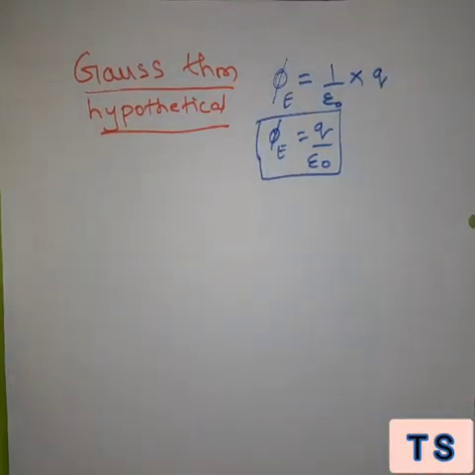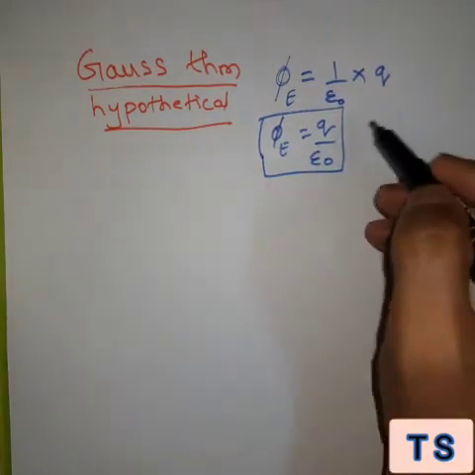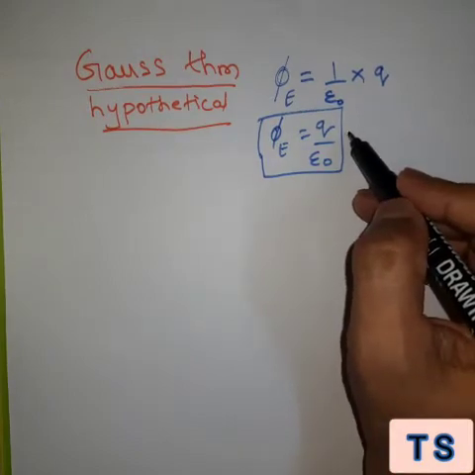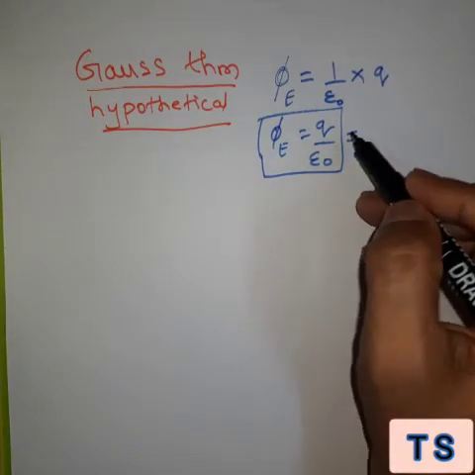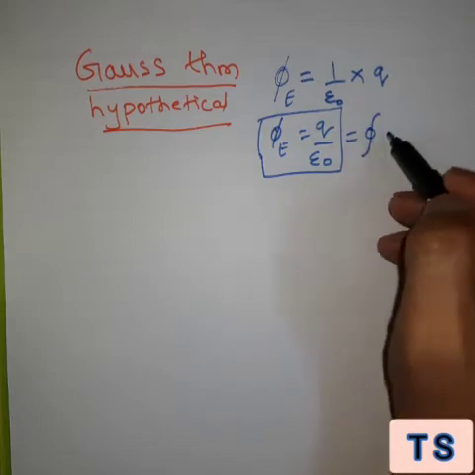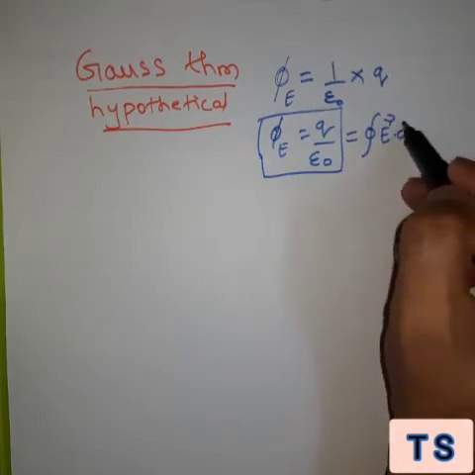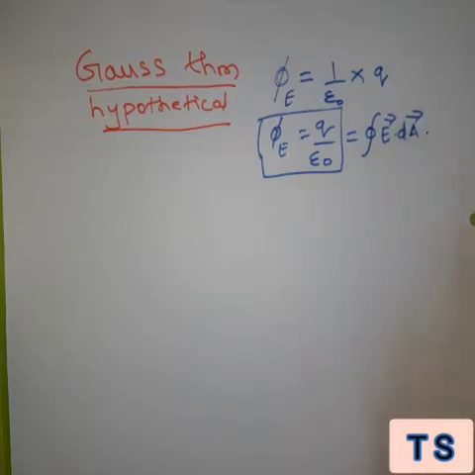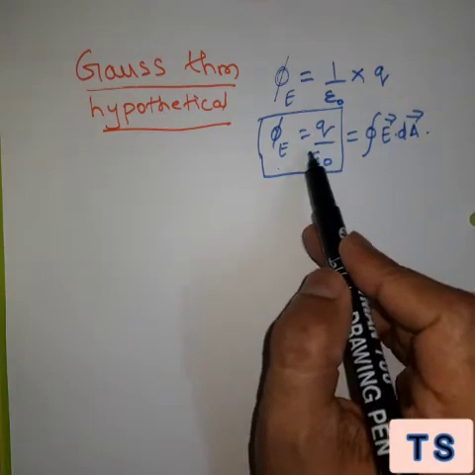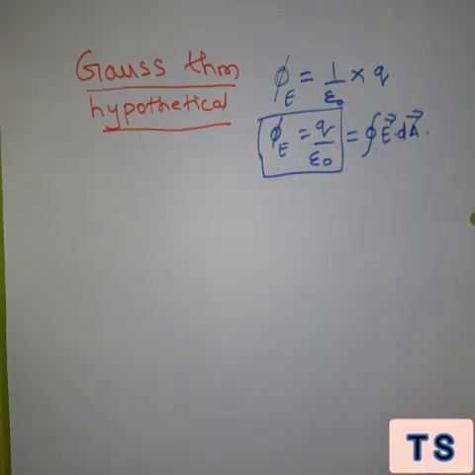It's a hypothetical statement, practically cannot be proved. So I can write this phi E equals Q by epsilon naught. Also we got one value of phi E now for a closed surface. The word is closed surface, so we write this in this form also. So phi E equals this, or phi E equals this. This is my Gauss theorem.